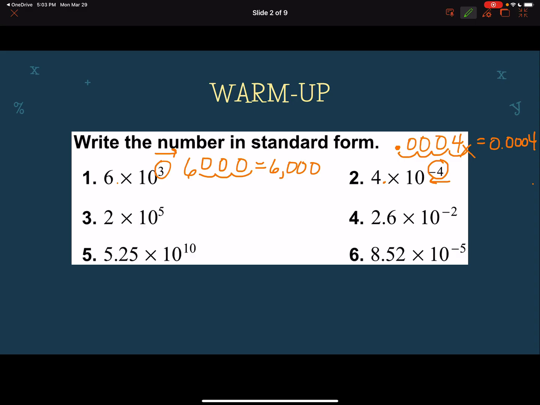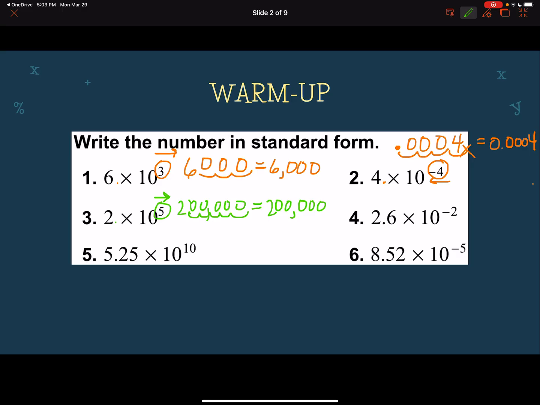Okay, number 3, we have a 5 in the exponent position. So we're going to move it to the right because it's a positive. Currently it's a whole number 2. So it would look like at the end of 2, move over 5 positions, fill in those with 5 zeros, go back through and put in that placeholder. So it looks like we have 200,000 for our final answer.